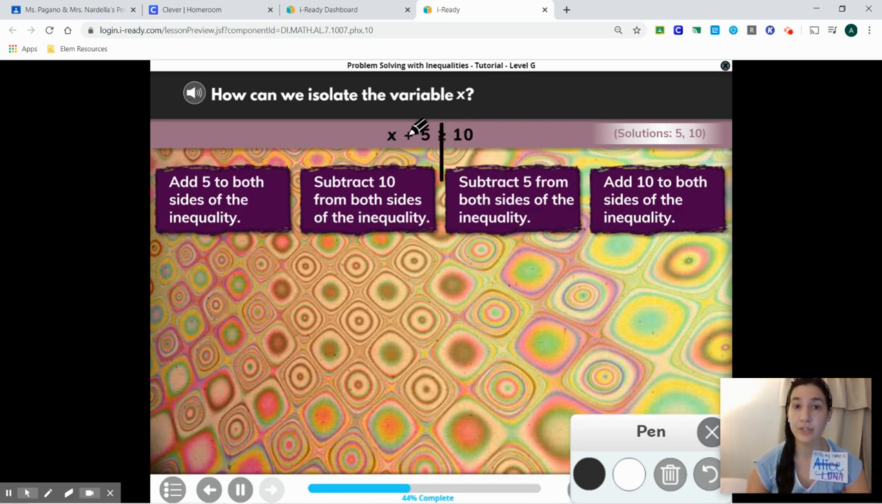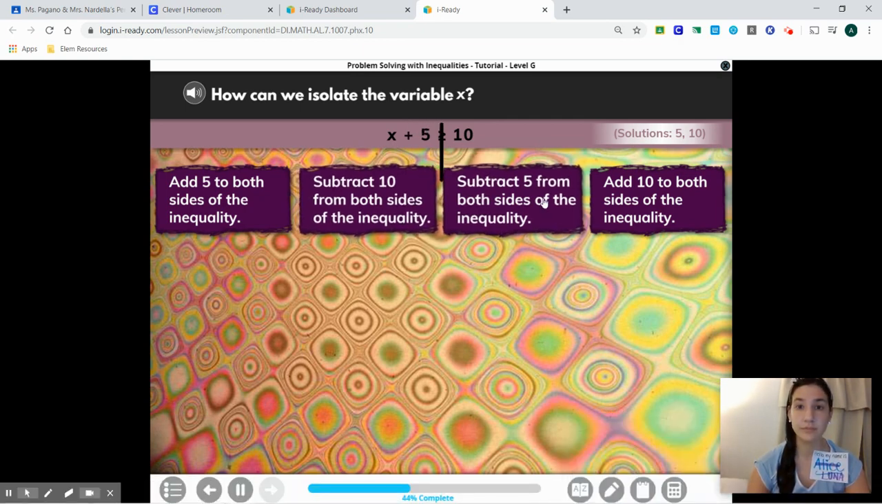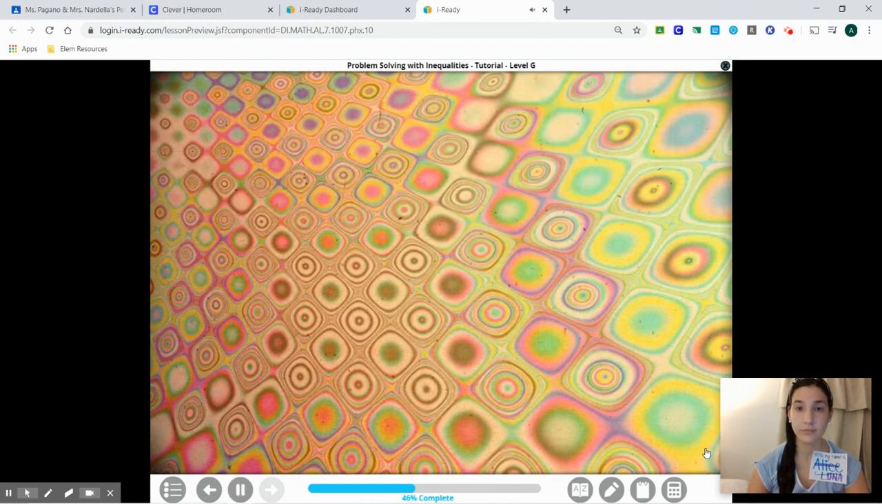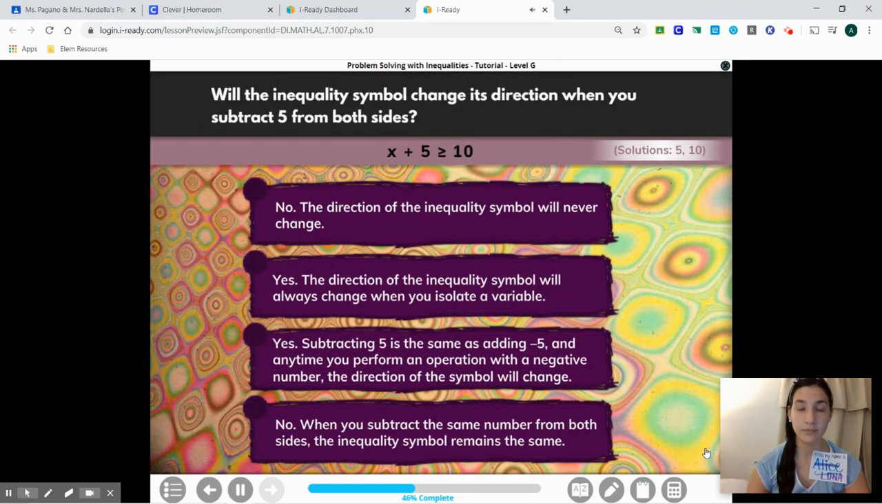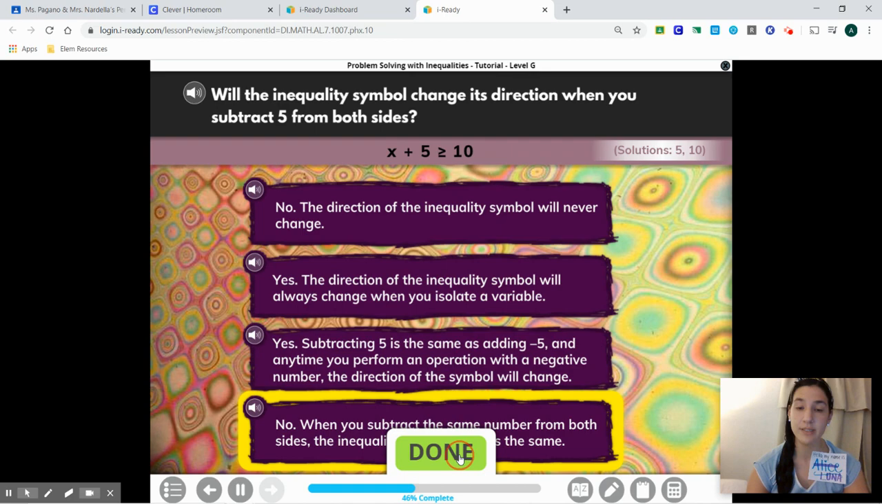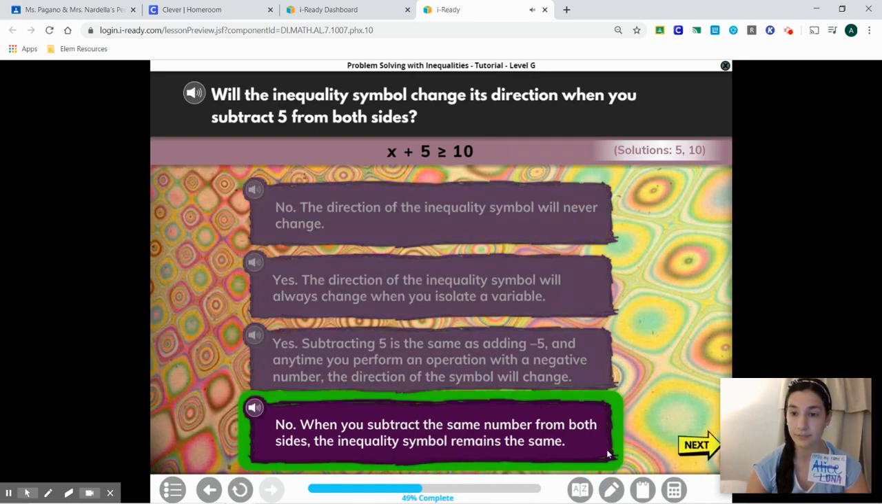The first thing we would have to do is the inverse order of operations. So we're going to subtract 5 from both sides. Will the inequality symbol change its direction when you subtract 5 from both sides? Remember, when we subtract from both sides of an inequality, the symbol does not change. So no, when you subtract the same number from both sides, the inequality symbol remains the same. Perfect.